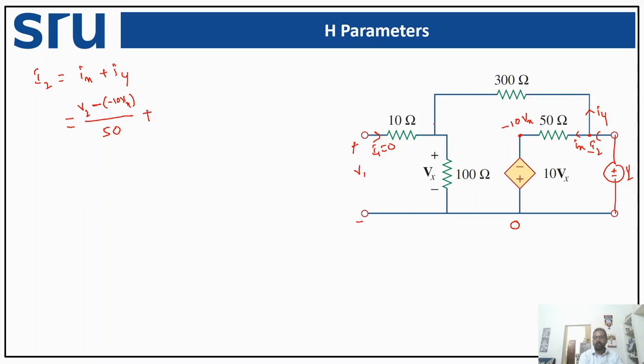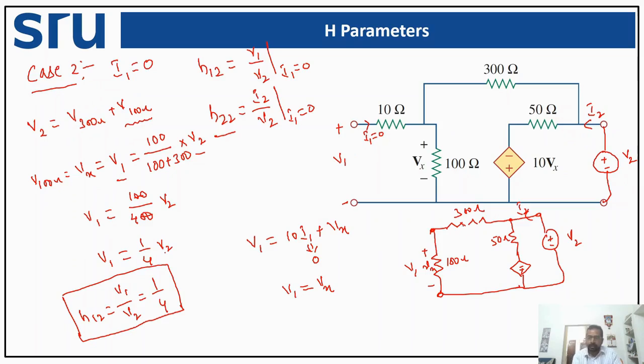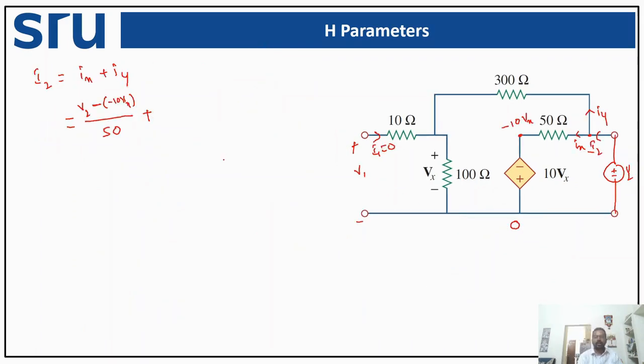Iy is the current flowing through this particular branch. So if you observe here, my I1 is equal to 0. As a result, my 300 and 100 ohm are connected in series, which is as shown here. So what is the current flowing through that particular branch? It is nothing but the potential difference across those two terminals, that is V2 minus 0 divided by 300, right? So it is equal to V2 plus 10 Vx divided by 50, plus V2 divided by 300.